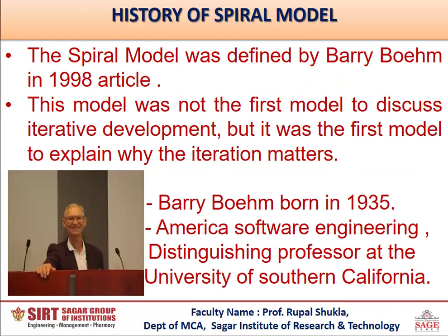The history of the spiral model: the spiral model was defined by Barry Boehm in a 1988 article. This model was not the first model to discuss iterative development, but it was the first model to explain why the iterations matter. Barry Boehm was born in 1935. He's an American software engineer, a distinguished professor at the University of Southern California.